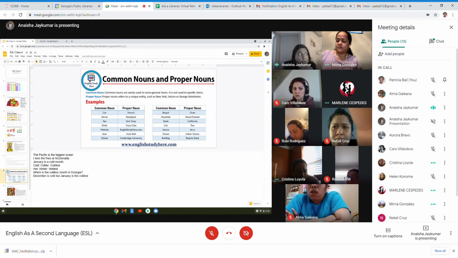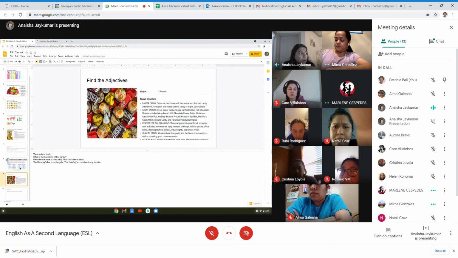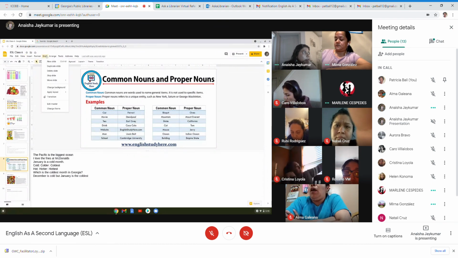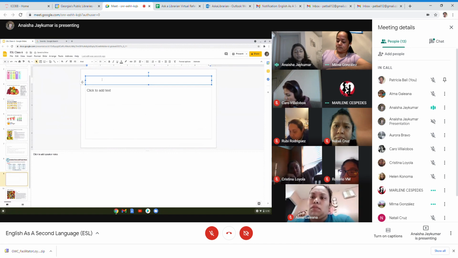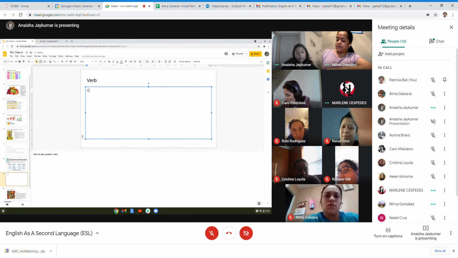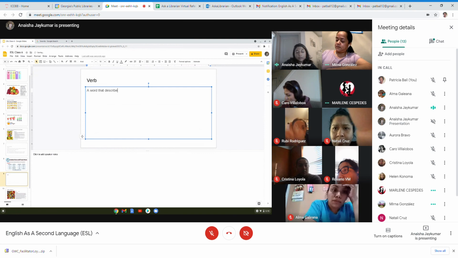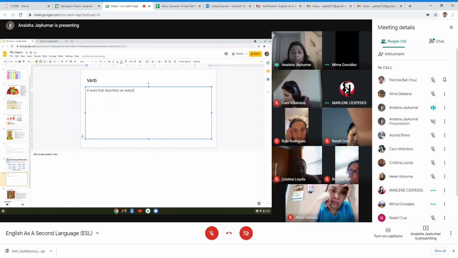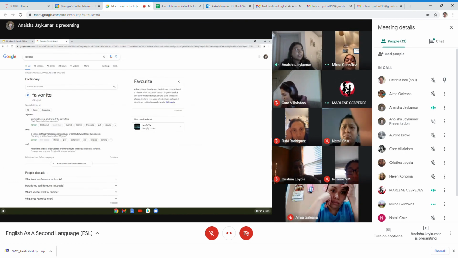Common nouns, proper nouns, we looked at adjectives, and we just have a few minutes, so I will introduce you to another type of word, and that is called a verb. So this is called a verb. A verb is a word that describes an action. Can someone translate that in Spanish? A word that describes an action. Acción.